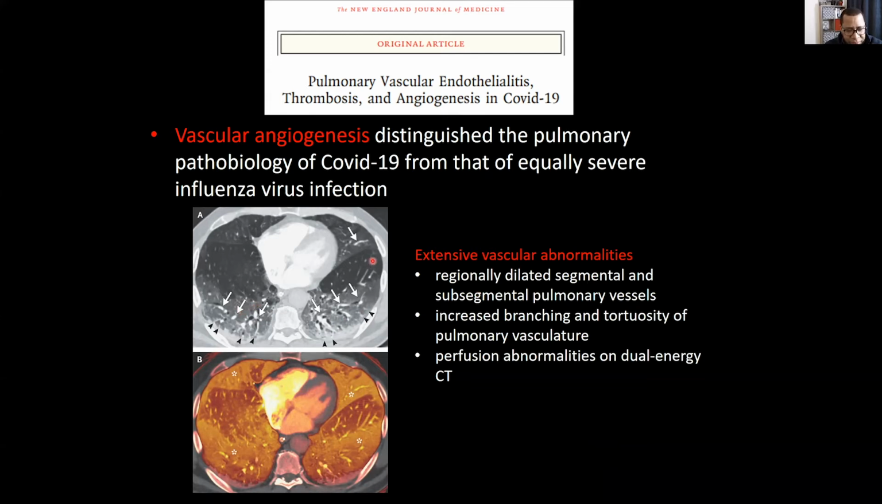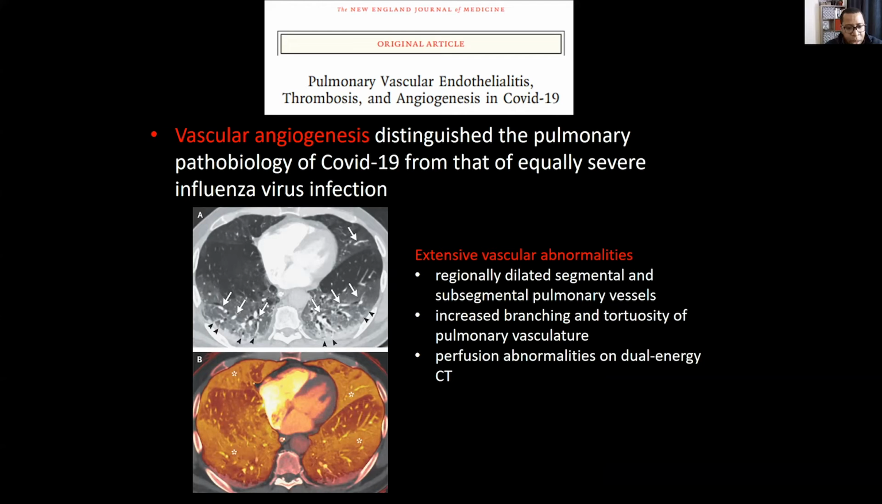So this is a CT pulmonary angio done with dual energy. This is the iodine maps. I personally like dual energy a lot for various reasons. But specifically, you can show these regional dilated segmental and subsegmental pulmonary vessels, right? So in the affected areas with ground glass opacity, you're able to see these dilated vessels compared to the non-affected areas. And on the iodine maps, you're seeing this area of higher iodine perfusion or iodine concentration compared to the non-affected area.